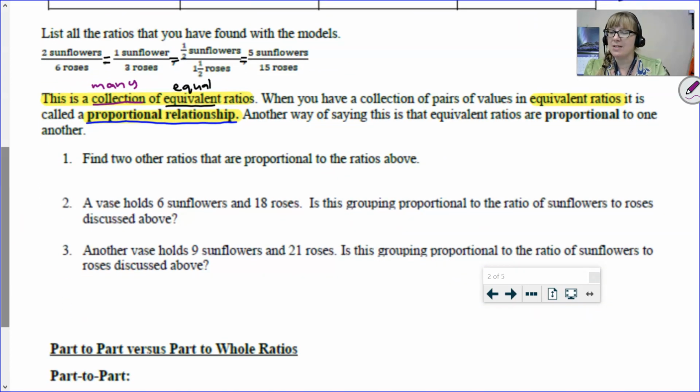The next problem says find 2 other ratios that are proportional to the ratios above. We have 2 to 6, 1 to 3, half to 1.5, and 5 to 15. Can you find 2 more? Pause the video long enough for you to write down 2 new equivalent ratios.